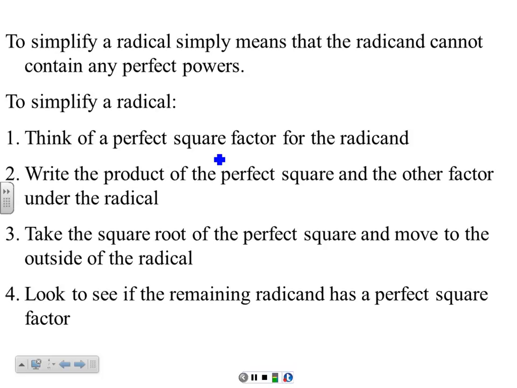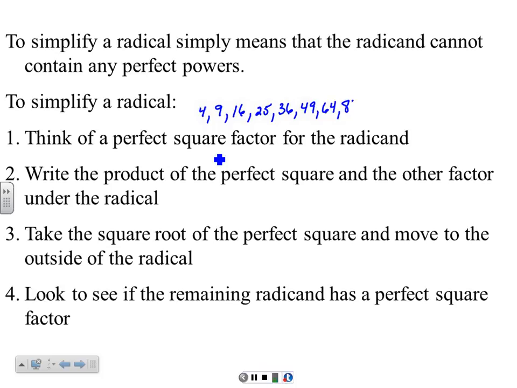Well, 4 is a perfect square because 2 times 2 is 4. 9 is a perfect square because 3 times 3 is 9. 16 is a perfect square because 4 times 4 is 16. Anything that you can take the square root of and get a whole number is a perfect square. So 25 is a perfect square, and the list just goes on and on. We can go 6 times 6 is 36, so 36 is a perfect square. 7 times 7 is 49, so 49 is a perfect square. 8 times 8 is 64.